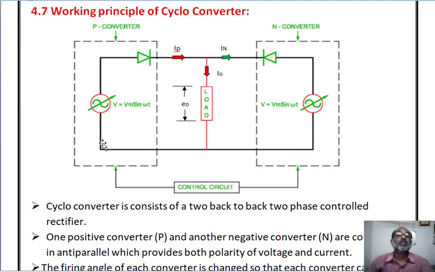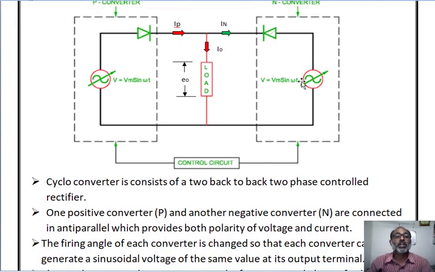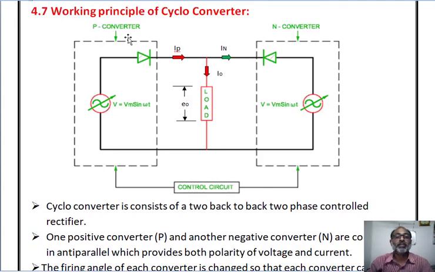Now let us see the basic working principle of the cycloconverter. You can see the circuit diagram. A cycloconverter consists of two back-to-back phase controlled rectifiers. Here you can see two converters connected in anti-parallel, that means back to back: one positive converter P and another negative converter N. They are connected in anti-parallel, which provides both polarities of voltage and current to the load.